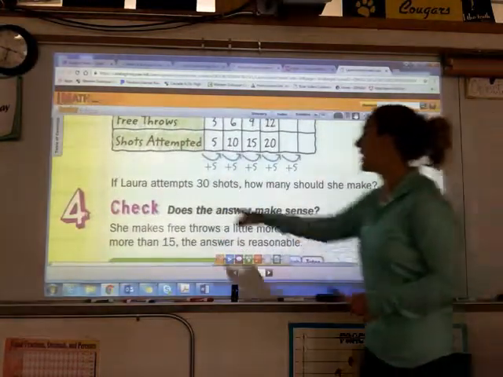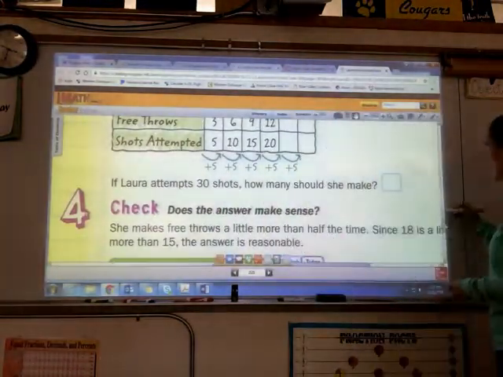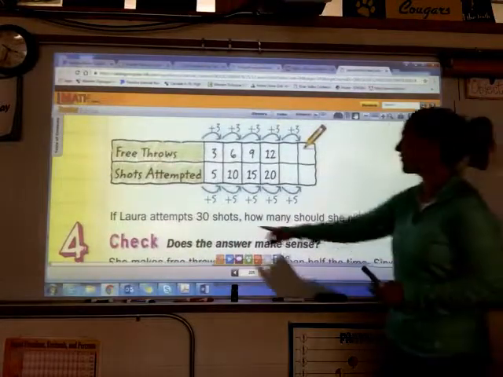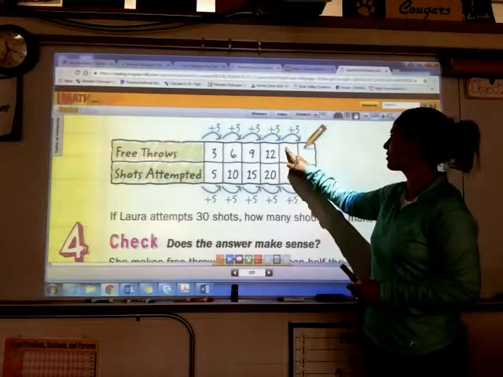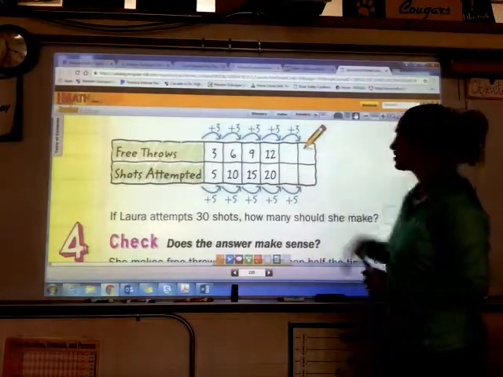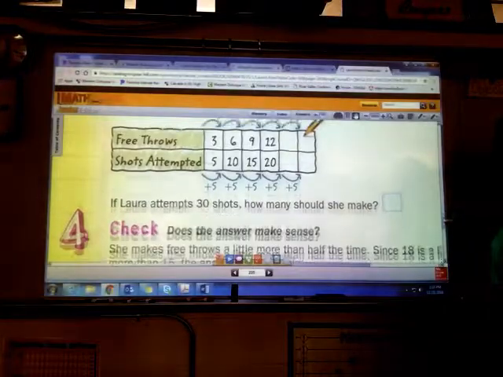So if Laura attempts 30 shots, how many should she make? Again, if I'm looking at 30 shots, which would be right here, okay, how many is she going to make? We added 3 for 15 and then another 3 here. So she should make 18 shots.